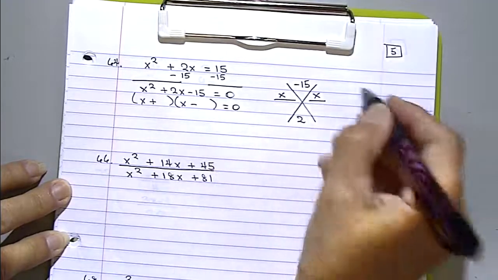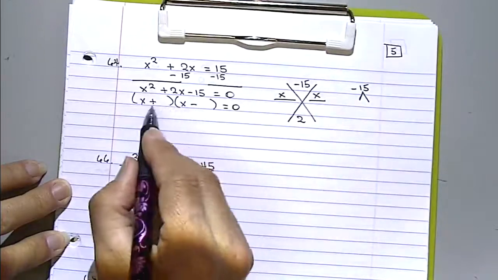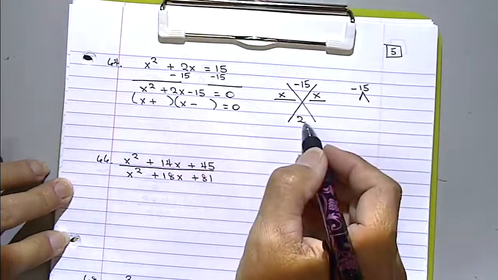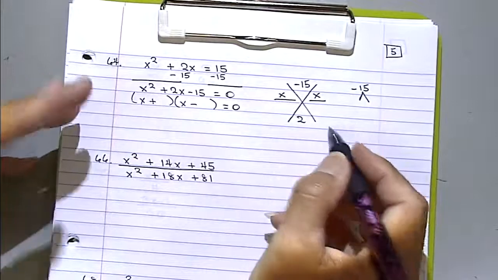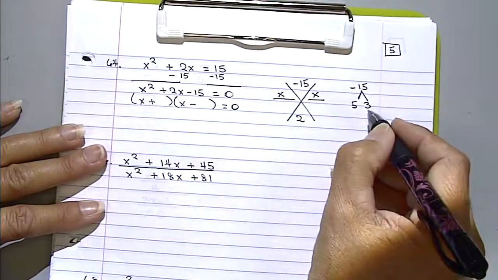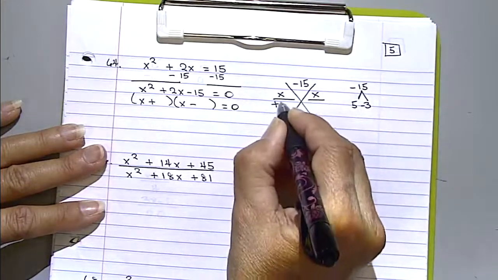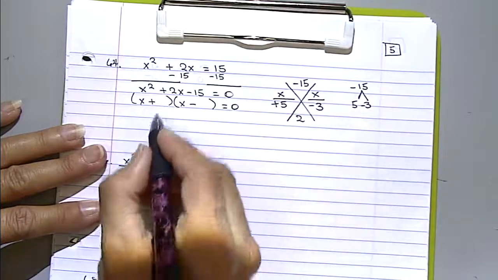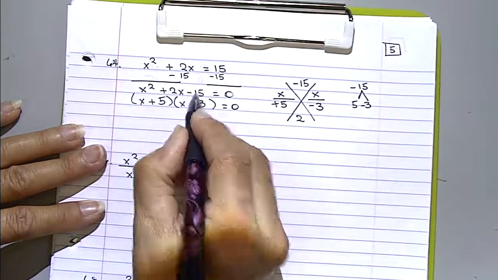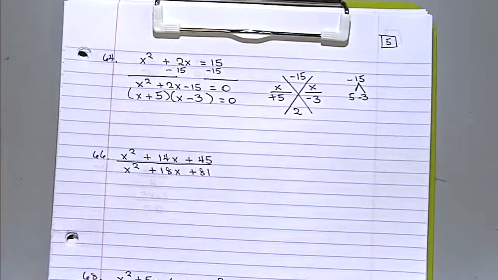And I need factors of negative 15. They're going to subtract. Look, one's positive and one's negative to give me a positive 2. What are they? 5 and 3. Which one has to be the negative? The 3. So I'll go positive 5, negative 3, and that's my factors. Okay? Simple factoring, which most of you have under your belt by now, right?